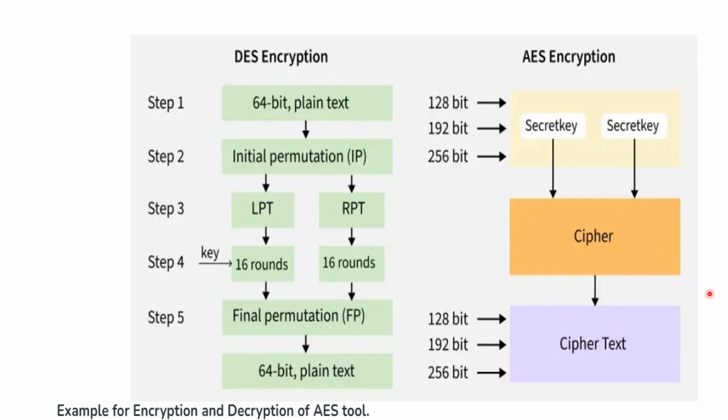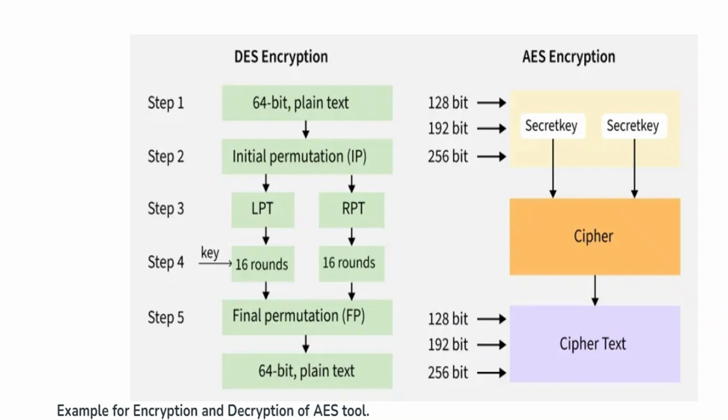Structure: it uses a substitution-permutation network involving multiple rounds of processing, 10 rounds for 128-bit keys, 12 rounds for 192-bit keys, and 14 rounds for 256-bit keys. Here, each round consists of 4 sub-processes: substitution, permutation, mix columns, and add round key.